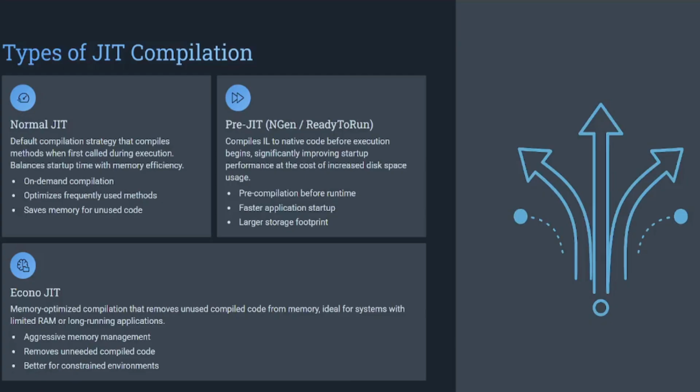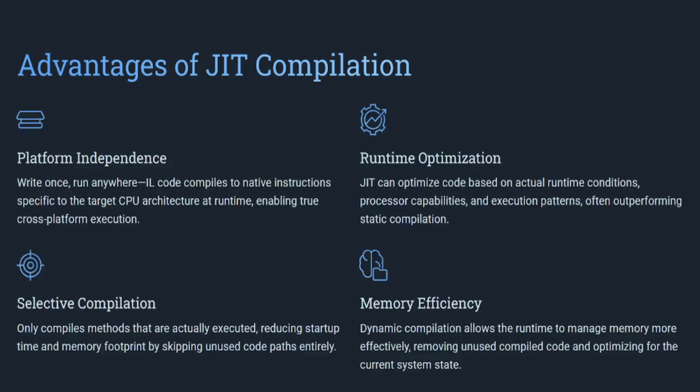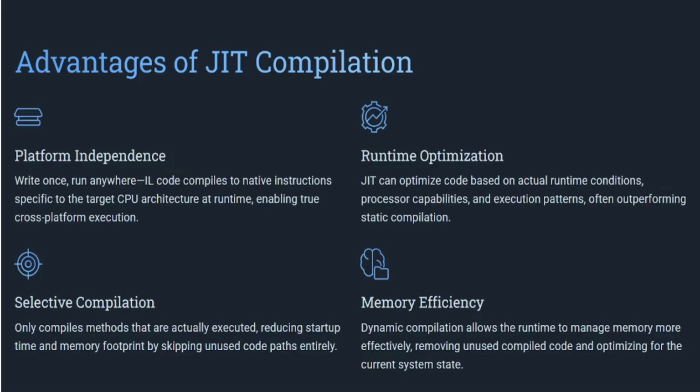And now let's see why JIT is important. First, it helps with platform independence. So you write your code once and JIT will convert it into machine code based on the system where it is running. And that's why the same application can run on different systems without any changes. Next one is runtime optimization. Since JIT compiles code while the program is running, it can adjust based on the system. Depending on the processor or how the program is used, it can make the code run more efficiently.